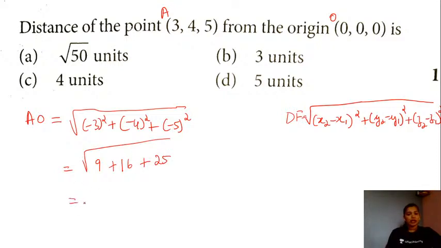Adding up the values, 16 plus 9 is 25, plus 25, this is root of 50. The right answer for the given question will be option A, that is root of 50 units.